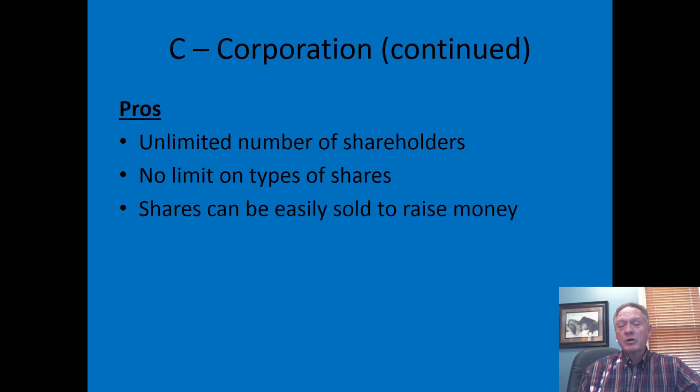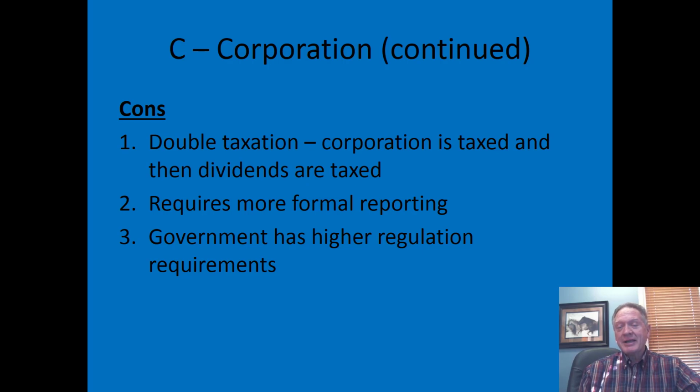So the pros of a C corporation, the advantages: there's an unlimited number of shareholders. So if you want 1,000 shareholders to help raise money, a C corporation is what you want to do. There's no limit on types of shares. There could be common shares, preferred shares, a number of different types. So you can make it very complicated as far as the ownership and the shares. And obviously one of the big advantages of a C corporation is the shares can easily be sold to raise money. Now you can do that in an S corporation also. But that's the main advantage.